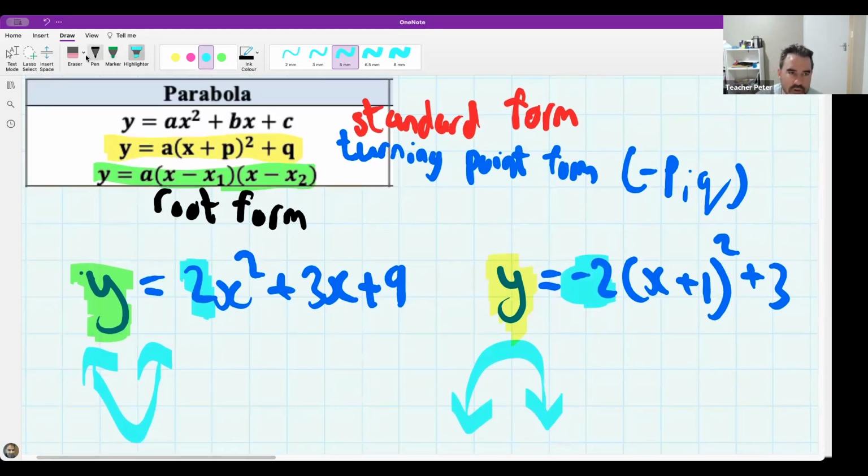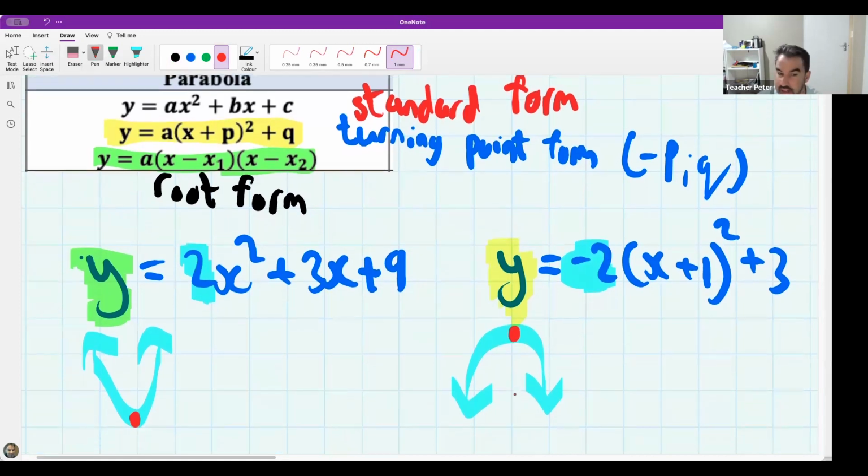Now, another thing I want to point out about parabolas is they have something called a turning point. The turning point is literally where the graph turns. And something else that a parabola has is what's called an axis of symmetry. So going through the turning point is a line that basically divides the parabola into two equal halves. You could literally fold the parabola across and it would exactly match. So finding the turning point and finding the axis of symmetry is going to be an important part of the lesson.